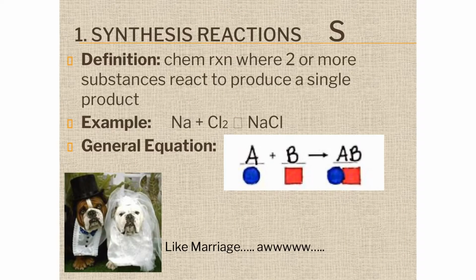So a synthesis reaction, or S, is a chemical reaction where two or more substances react to produce a single product. For example, Na plus Cl2 yields NaCl. Its general equation is A plus B yields AB. So think about getting married. Two people become one family.